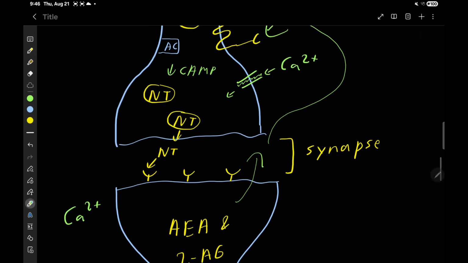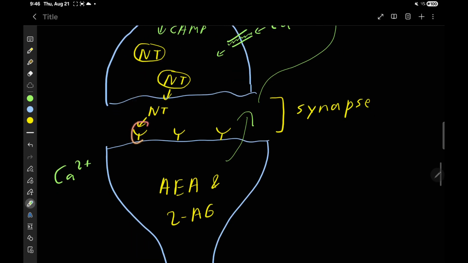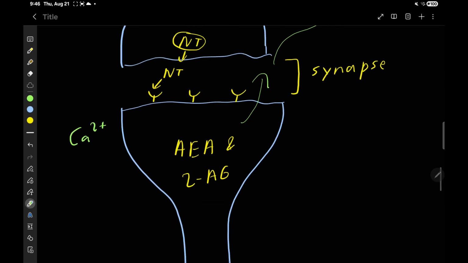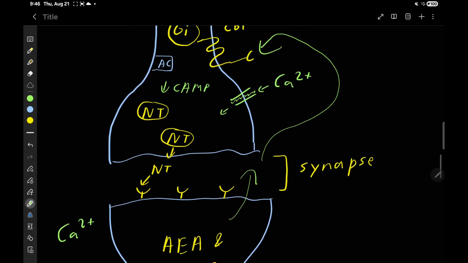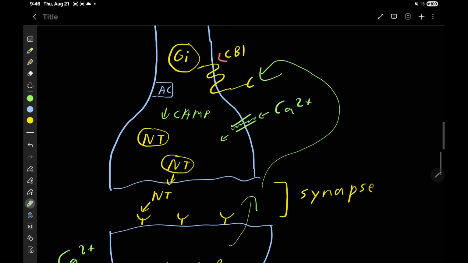what happens is calcium ions enter, neurotransmitters are released, they go and bind onto receptors, producing responses such as calcium ions entering. And this is fine, but we need to keep these responses under control in order to prevent things from getting dangerous. So your endocannabinoids are produced, which go and bind to cannabinoid 1 receptors.